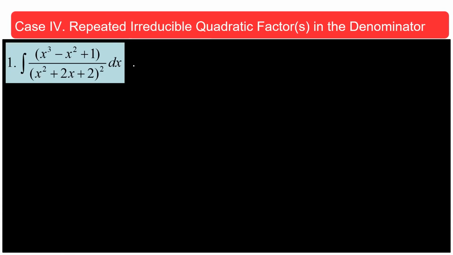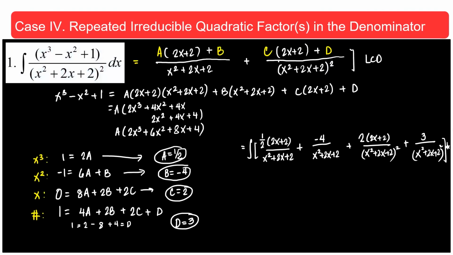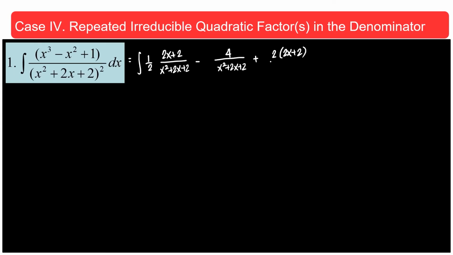Okay, again. I'll just rewrite this here. 1/2 of 2x plus 2 all over x squared plus 2x plus 2, minus 4 all over x squared plus 2x plus 2, plus 2 times x squared plus 2x plus 2, plus 3 over x squared plus 2x plus 2 quantity squared. So all of them dx.